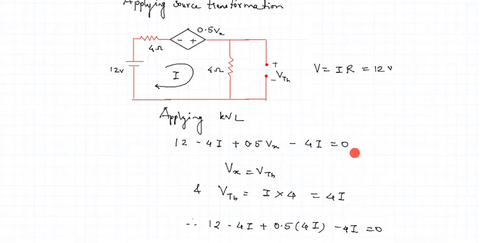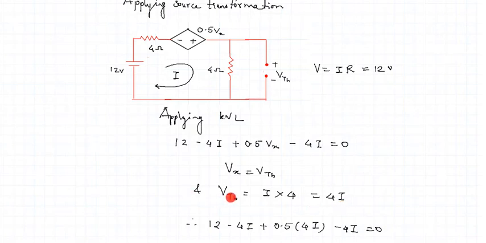Vx is the voltage across these 2 points, which is nothing but VTH, and VTH is now the voltage across the 4 ohm resistance. So indirectly, Vx is the voltage across the 4 ohm resistance. The current which flows through the 4 ohm resistance is I. Expressing the voltage as I into R, we get VTH to be 4I, or Vx as 4I. So in this equation, we'll replace Vx by 4I.